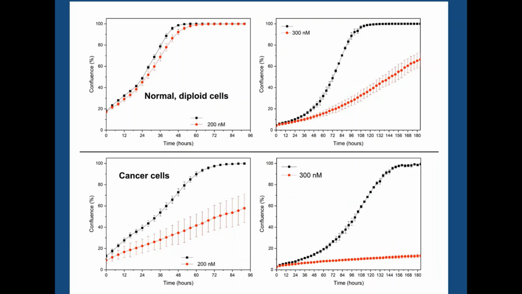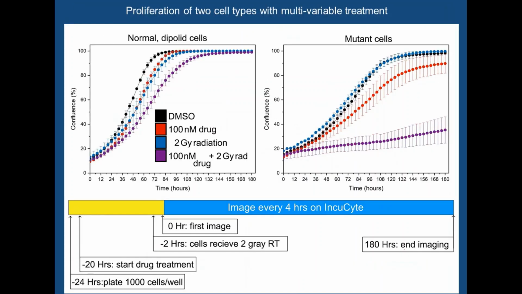Once we've determined an optimal drug concentration, we can then test it between two different cell types. We have normal diploid cells in the top two panels and then a set of cancer cells in the bottom two panels. We can really look at how that curve flattening differs between different cell types at similar drug concentrations.